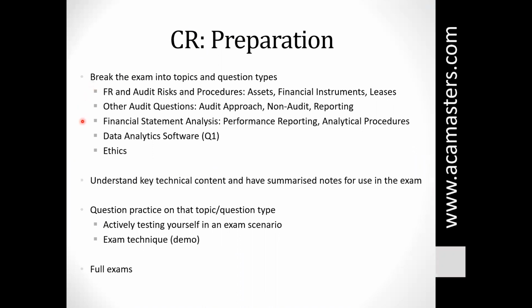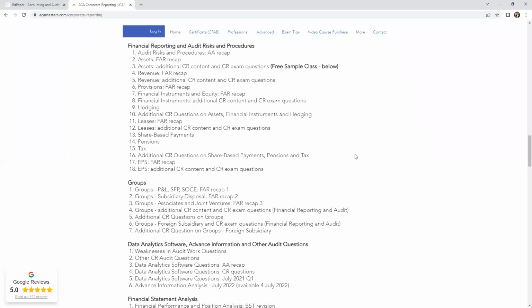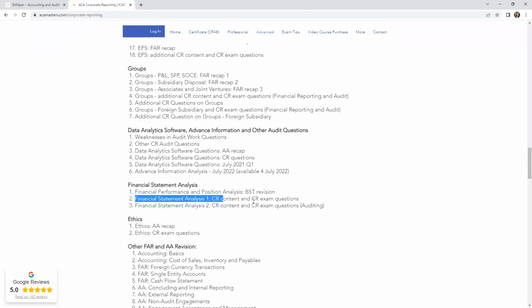Financial statement analysis is, of course, a question type we've seen today. So again, I'd treat that as a discrete question type and practice several of those questions one after the other as well. In my video class for that, I teach the exam technique to use for the two different types of financial statement analysis question. Again, I teach the key technical content, work through some questions to show you the exam technique to use, and then you go away and practice several questions one after the other, just as we have done there for that question.